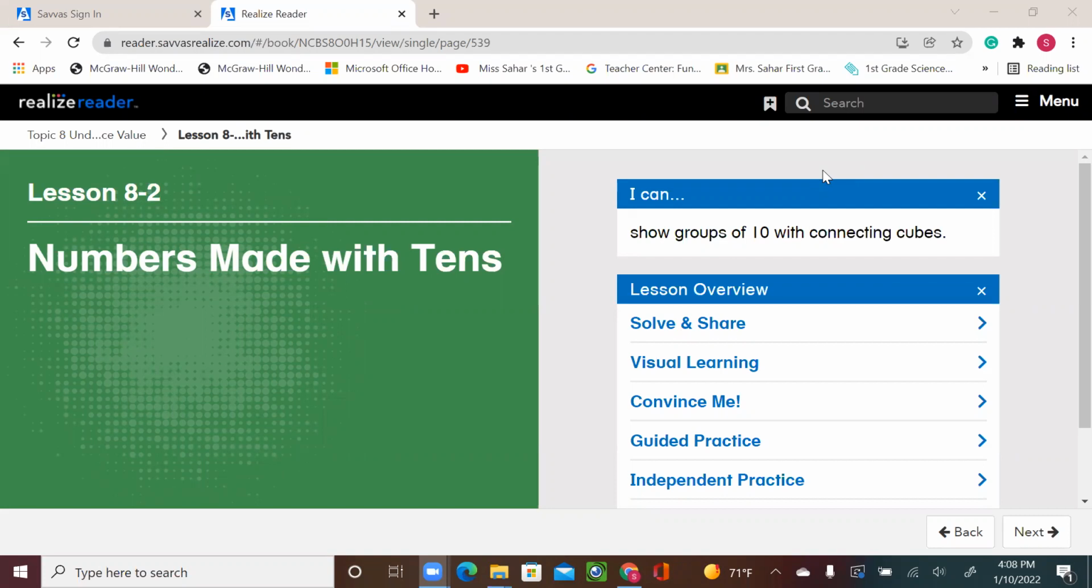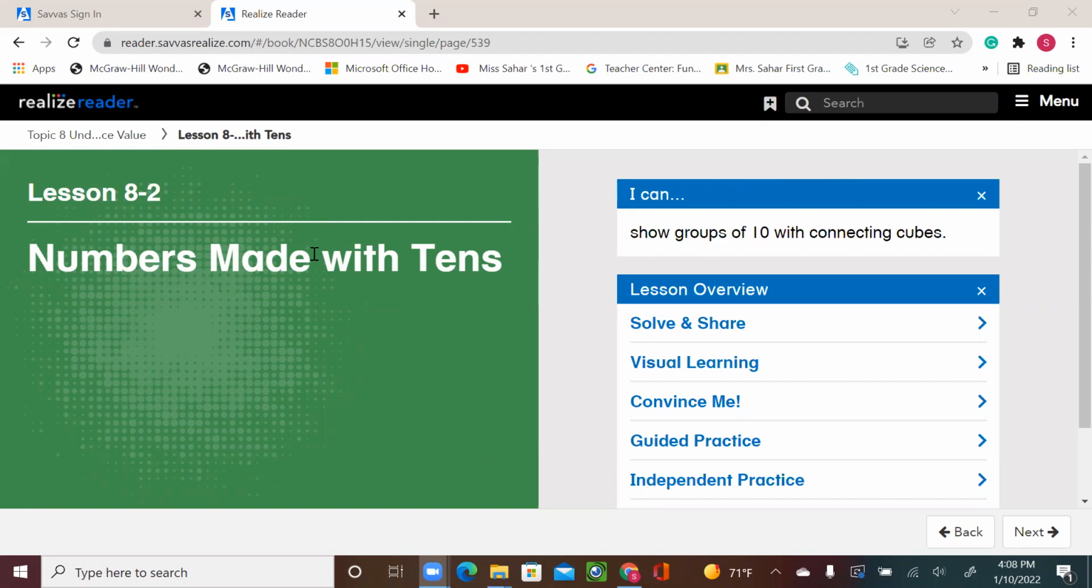We're still on topic 8, and this is the second lesson. This is volume 2, so you are using the new book. So in your book, you'll be on page 330. In this lesson, we will be learning about numbers made with 10.